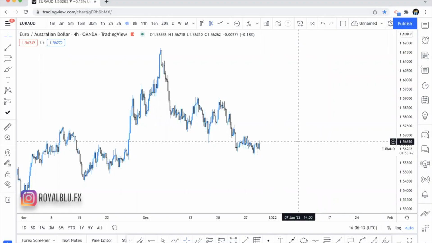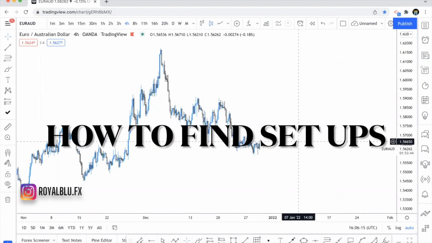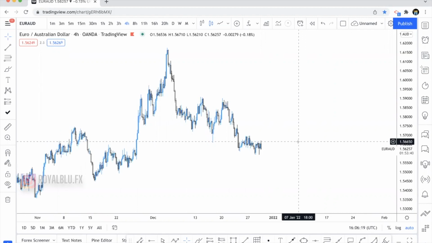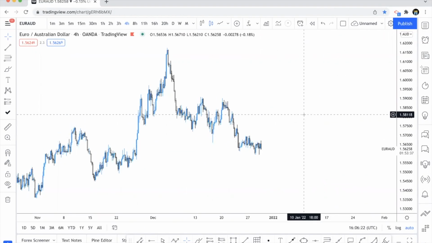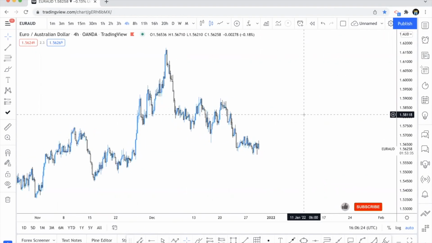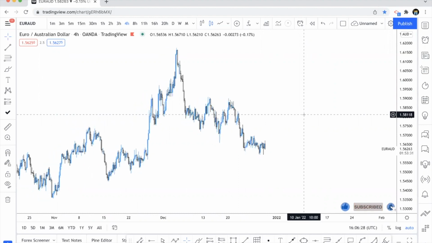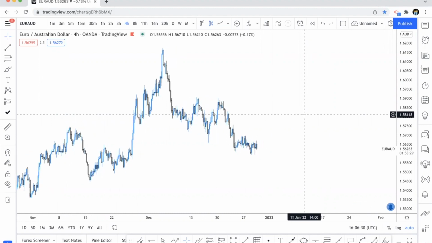Today we're going to talk about how to find quick setups in Forex for beginners and advanced. So without any further ado, let's get on with it. All right, so I used to use this method a while ago, and I still use it at times, if I'm looking for fast, quick setups.